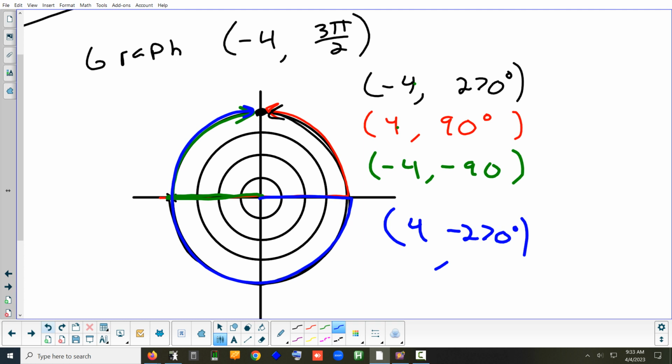So how many different ways were there to get to that point? Yep. 4. So in general, in polar, there are 4 ways to get to the point. You can go right and go clockwise. You can go right and then counterclockwise. There's 2. You can go left and then go clockwise. There's 3. And you can go left and you can go counterclockwise. There's 4. So 4 different ways to get to a point in polar.